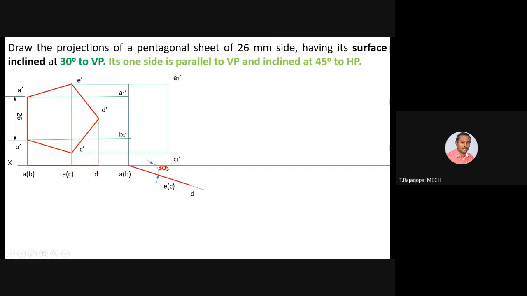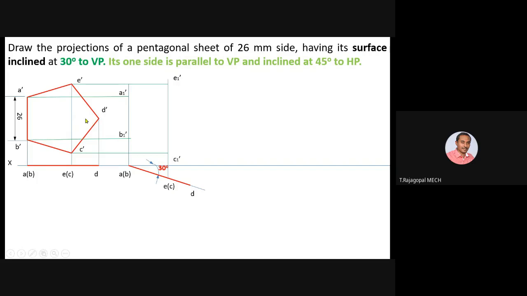How we fix this is, from EC we extended the projector. This point C in the top view and C dash in the front view, you will meet at one point in this front view. Mark it as C1 dash. Similarly, E is extended as projector, E dash is extended as projector. Both will meet at one point. Mark it as E1 dash.